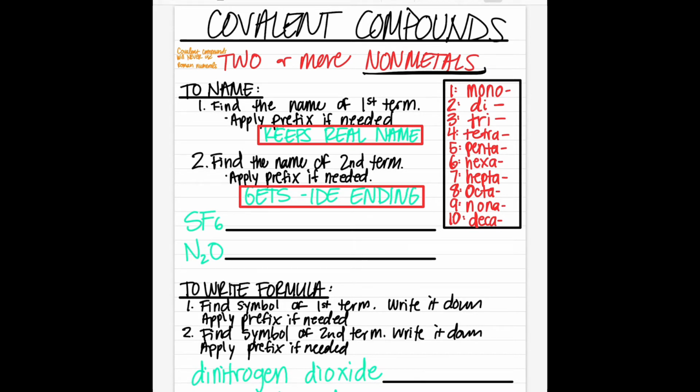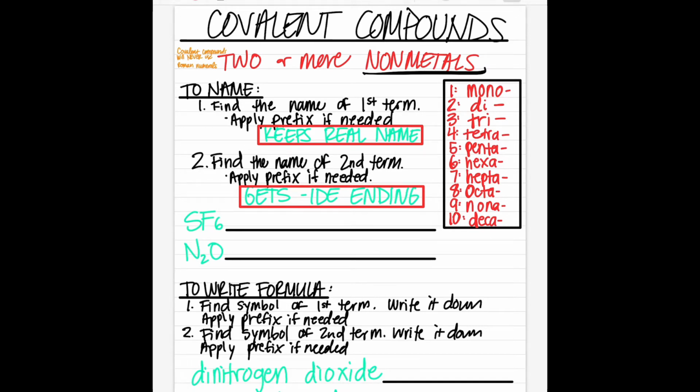Okay, so for example, nitride, the real name is nitrogen. Or oxide, the real name is oxygen. Okay, you got to use the real name on that first term. On the second term, it gets that IDE ending that's already on your periodic table. So the second step, find the name of the second term, apply prefix if needed. So let's try this out.